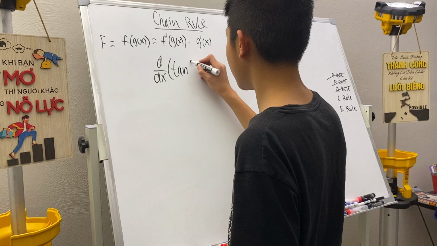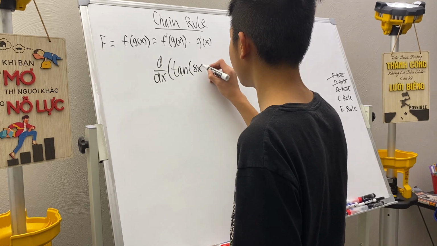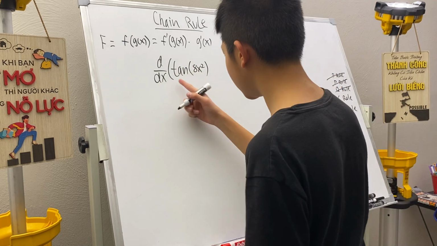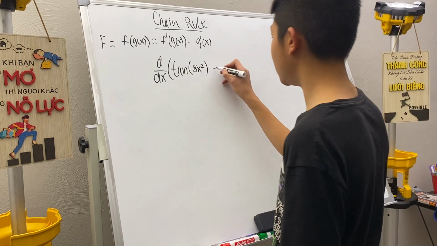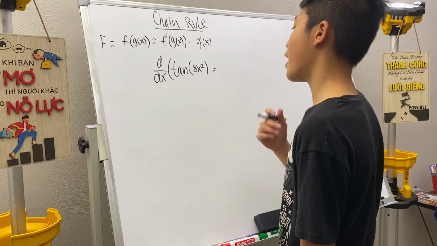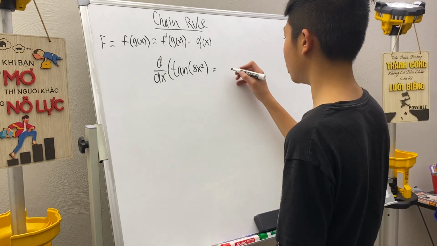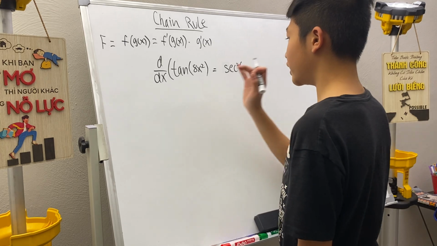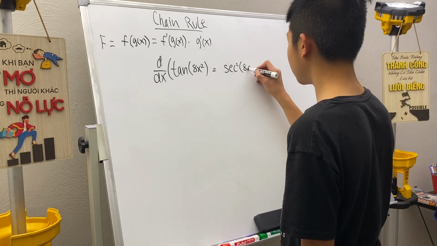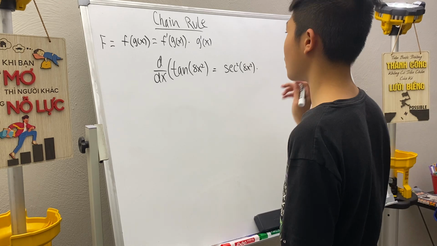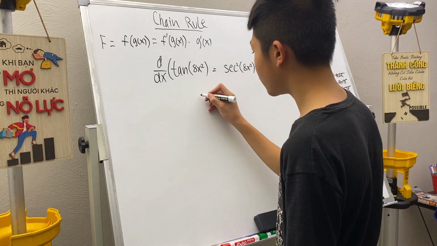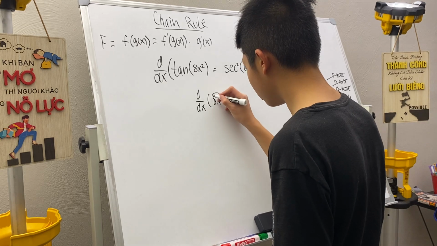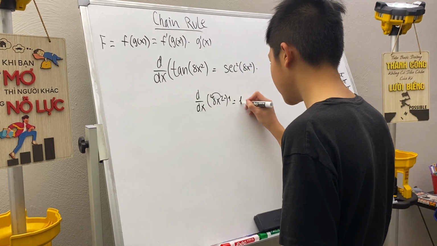Tangent of 8x squared. A function inside a function. So this is f and this is g, equal to f of x. F prime, which is tangent x prime, is secant squared of whatever is inside, which is 8x squared. Then multiply by g prime of x. The derivative of this is: move the exponent to the front, minus 1, so you get 16x.